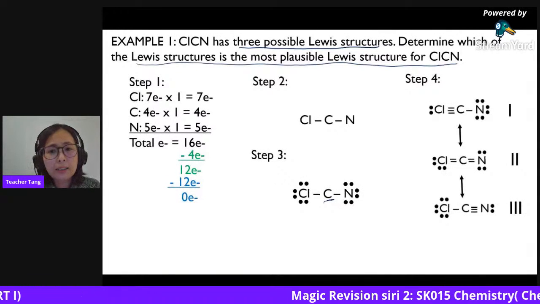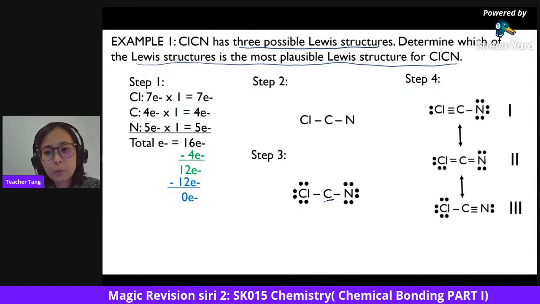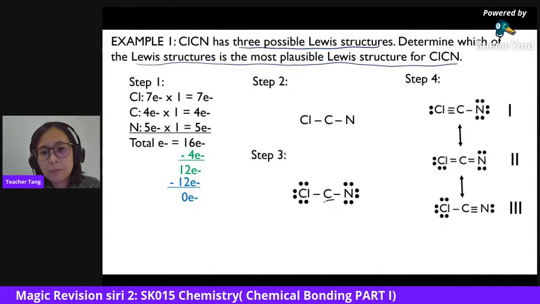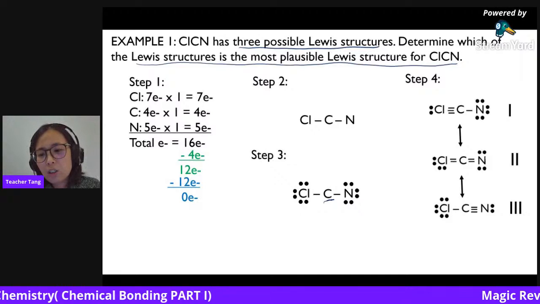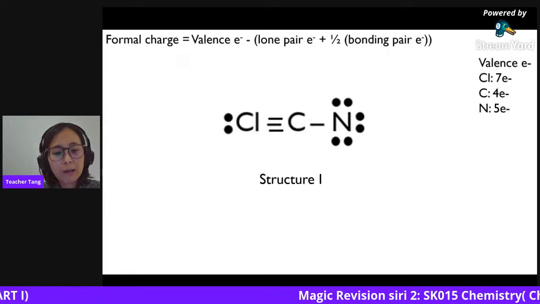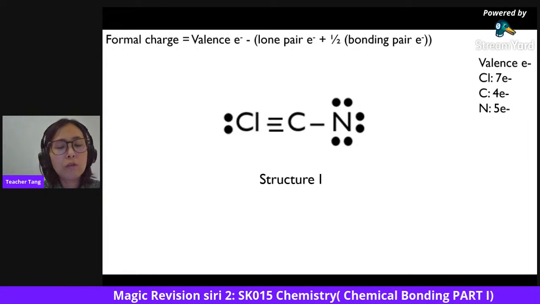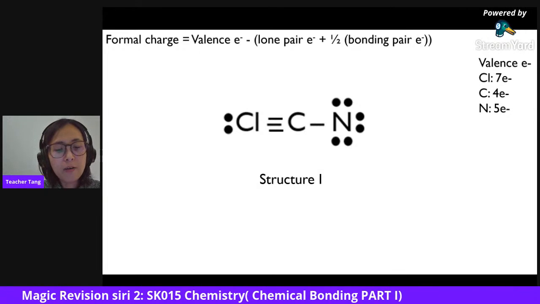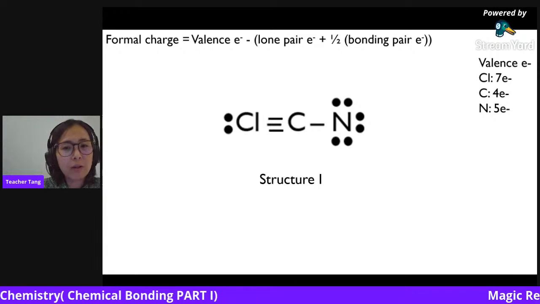And the second part of the question asks us to determine which of these Lewis structures is the most plausible Lewis structure. To determine this, we need to calculate the formal charge. So how do we calculate the formal charge for structure 1? Again, we use the formal charge formula: valence electrons minus the sum of the lone pair electrons and half the bonding pair electrons.